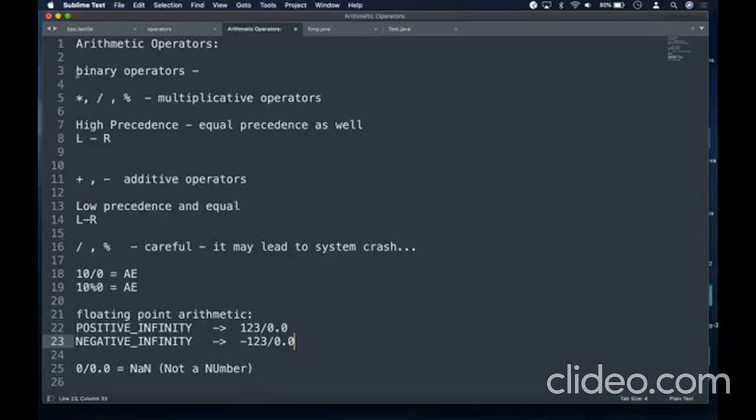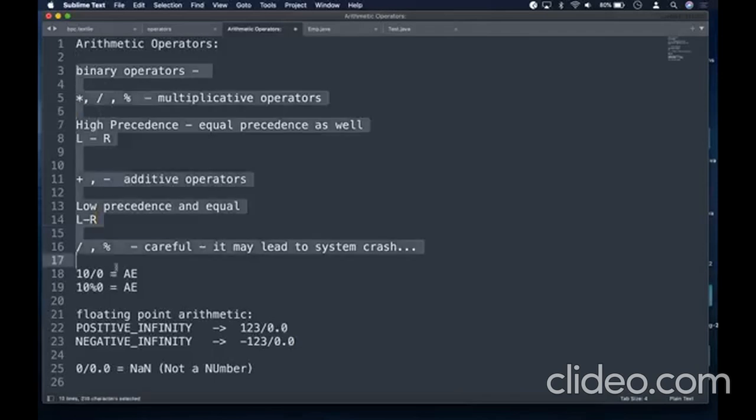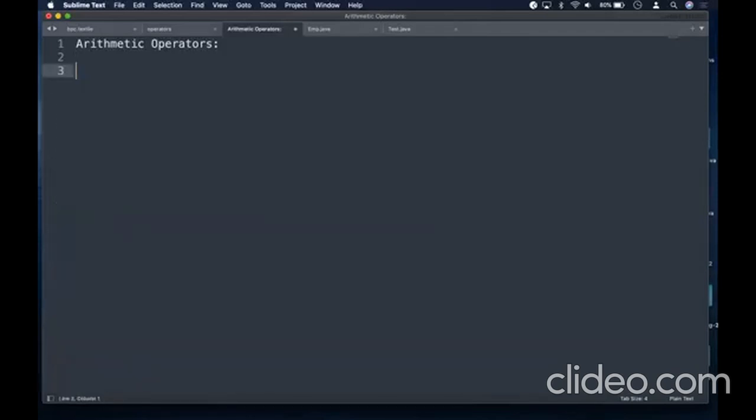Okay, so this is about the binary operators. Nothing much has to be discussed, because plus and minus are straightforward. We can use them straightforwardly in our expressions. Okay, so now we will move to the next set of operators, that is relational operators.